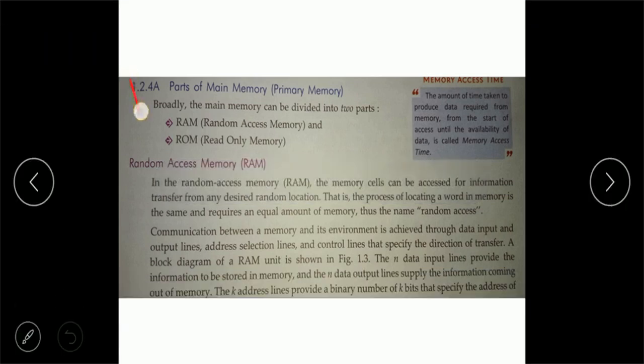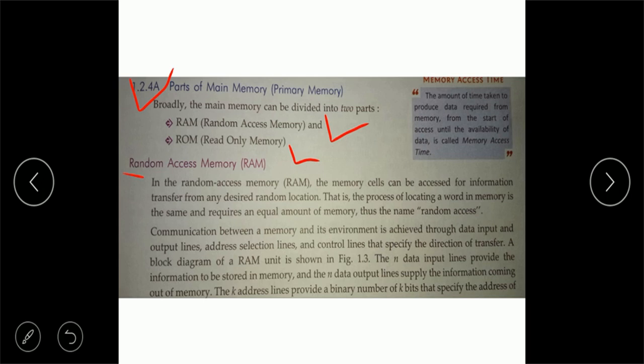Parts of main memory. Here two parts are given, RAM and ROM, random access memory and read only memory. So let us learn what is RAM. RAM stands for random access memory. In the random access memory, the memory cells can be accessed for information transfer from any desired random location.